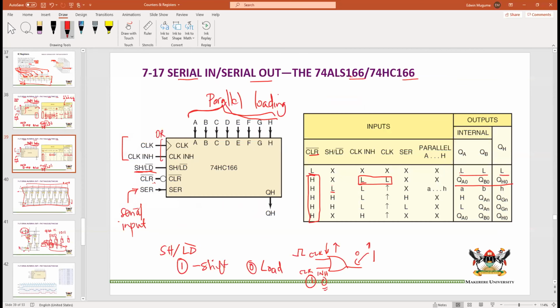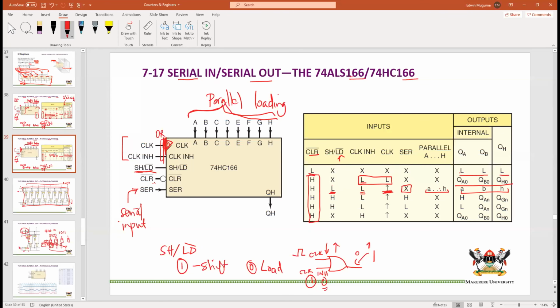If we put this low, it means we want to load. You can see the load has a bar, so it's the load that is active low, shift is active high. However, if we want to load, we have to make the clock inhibit low so that we do not inhibit the clock, and then give the right transition, which is the positive going transition. You can see here there's no bar, so there's no bubble, so it's positive going transition. And once we are loading, we don't care what the serial input has, because we are not going to use that input. But you need to provide the information that you're going to parallel load into the register. And after giving that command and getting the clock, this data will appear in all the 8 flip-flops.